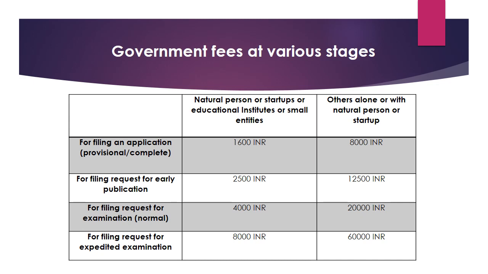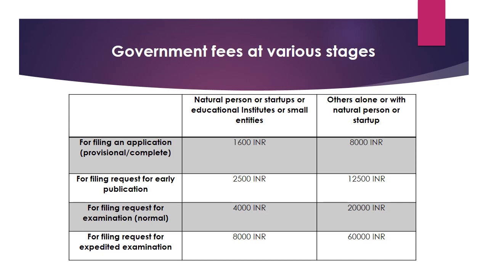Apart from this, there will be other fees like filing a request to publish. Your patent gets published by default after 18 months if you don't pay anything. But if you want your patent to get published early, then you need to pay an early publication fee of 2500 rupees. Then there is a compulsory fee, that is the third fee, the request for examination.